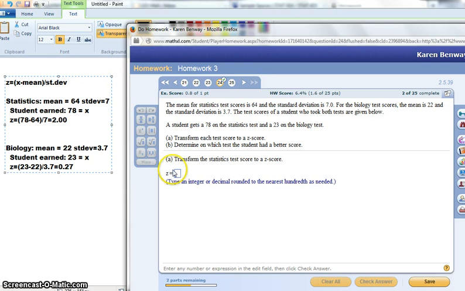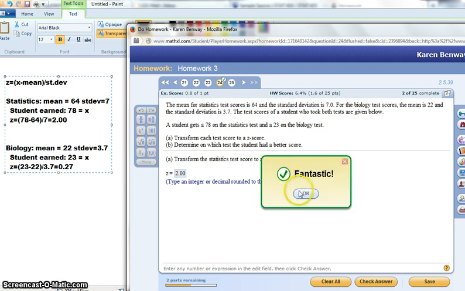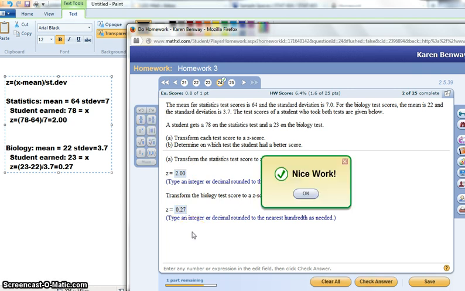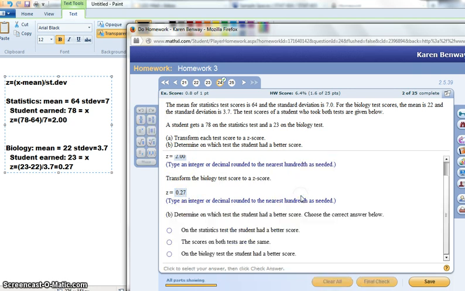So I'm going to enter my z-scores into my solution over here. So I have a z-score of 2.00 for the statistics test. Fantastic. And I have a z-score of 0.27 for the biology test. Nice work. And then which test is this score better?